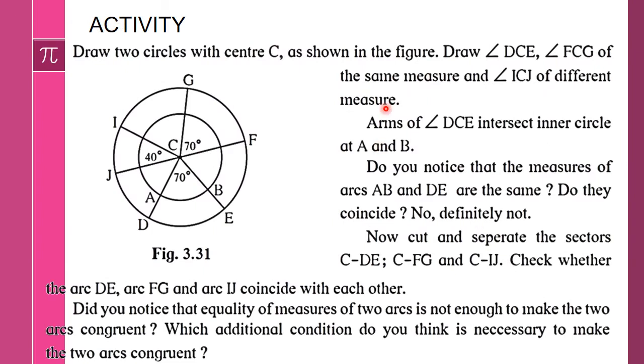Now let's see an activity through which we will get a better understanding of when we can call two arcs congruent. Here, draw two circles with center C as shown in the figure. Draw angles DCE and FCG of the same measure and angle ICG of different measure. Arms of angle DCE intersect the inner circle at A and B. Do you notice that the measures of arcs AB and DE are the same? Do they coincide? No, definitely not.